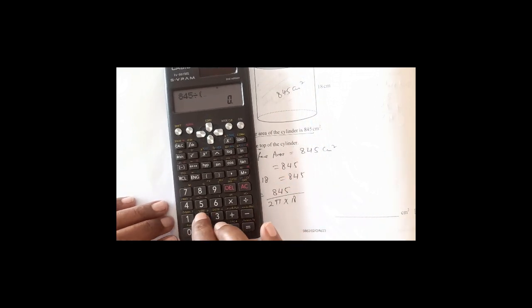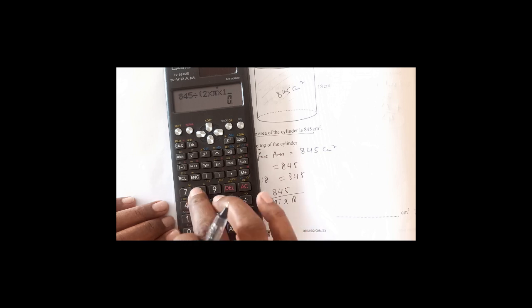So let's see how much that is. 845 divided by 2 times pi times 18. It is 7.47 centimeters, right? Sorry, not squared, centimeters. This is the radius. Now we have the radius, so we can find out the area of the top.